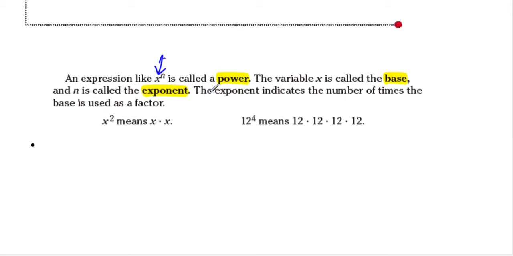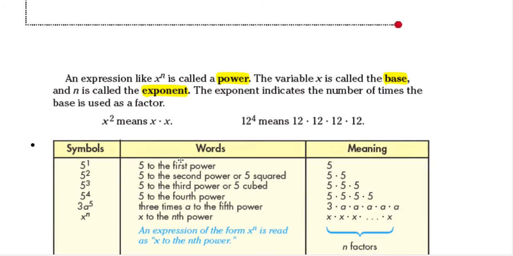The exponent indicates the number of times the base is used as a factor. Okay, again, a review. X squared means x times x. 12 to the 4th power means 12 times 12 times 12 times 12. Okay, and if you look at the table right below, it will give you more examples of powers.